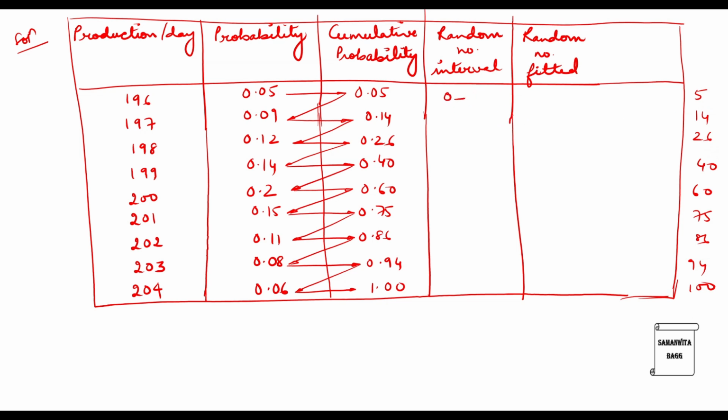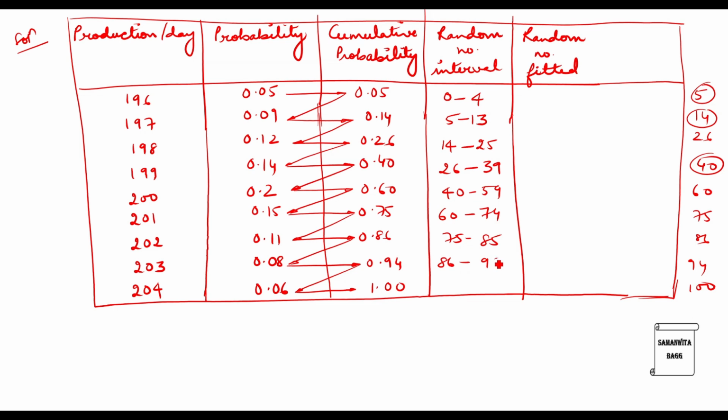It always starts with 0. So the first number 5 minus 1 is 4. Then next will start with 5. Then again 14 minus 1 is 13. Next number is 14. 26 minus 1, 25. Next number is 26. This is 40 minus 1, 39. Next number will start with 40, the one which is here. 60 minus 1, 59. We start with 60. This number, if you can read from here also, it will be 74. We start with 75 minus 1, 85. This will be 86 to 93. And lastly, it will be 94 to 99. So that's how you form this random number interval.